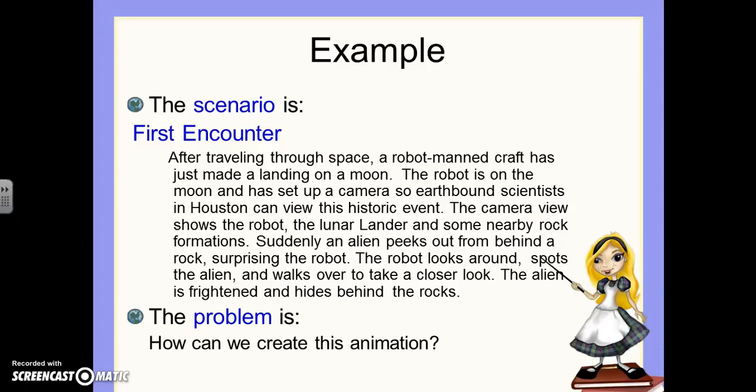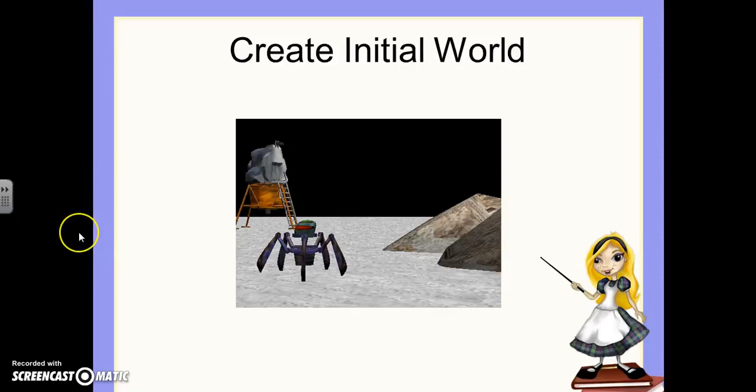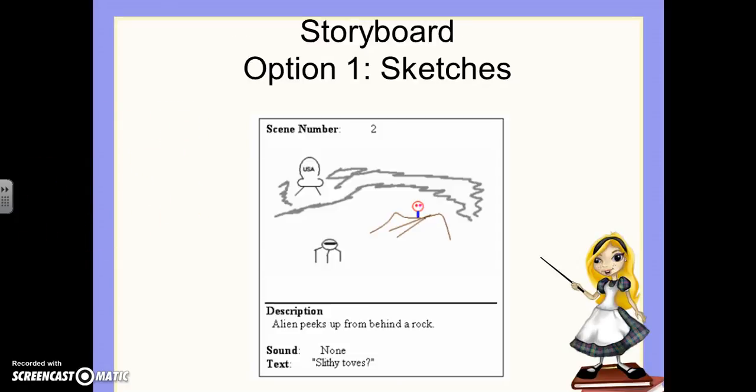Okay, let's take a look at some possible storyboard options to accomplish that. The first thing that we are going to end up doing, possibly in the next couple of days, is create the initial world. So this is where we will go into Alice, and we will open up a world template that comes along with the textbook. One option is going to be to make sketches. So you can sketch with a pen or pencil, you can actually draw the picture.